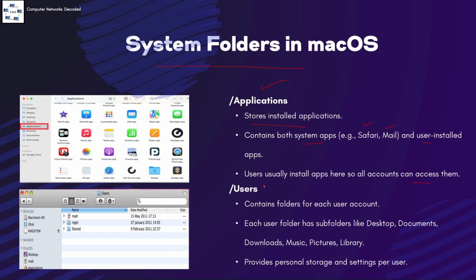Next is the Users folder. This folder contains folders for each user's account. Each user folder has subfolders like Desktop, Documents, Downloads, Music, Pictures, and Library. This folder provides personal storage and settings per user. So users can individually change their settings by changing the settings of the folders inside these folders.